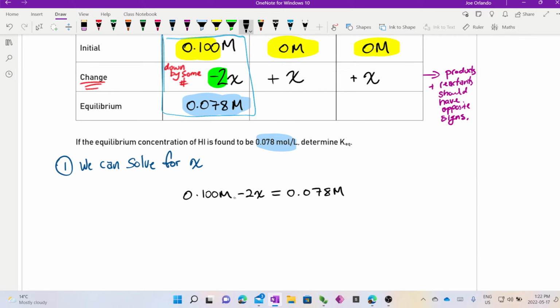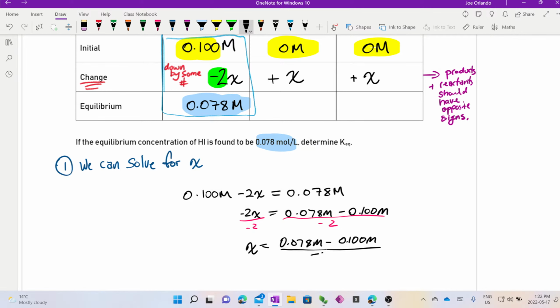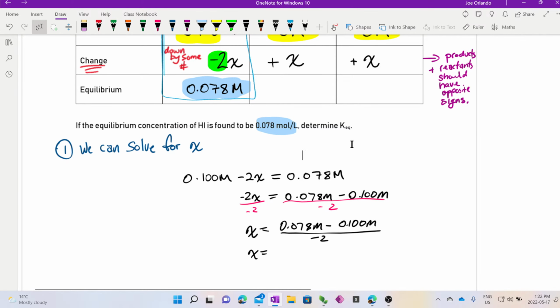My instinct would be to say negative 2x equals 0.078 molar minus 0.100 molar. And then to get the x by itself, I can just divide both sides by negative 2, right? And I would get x is equal to 0.078 molar minus 0.100 molar divided by negative 2, and I can solve for that. By the way, I would probably never in my life show all of those algebraic steps again. You know what I mean?